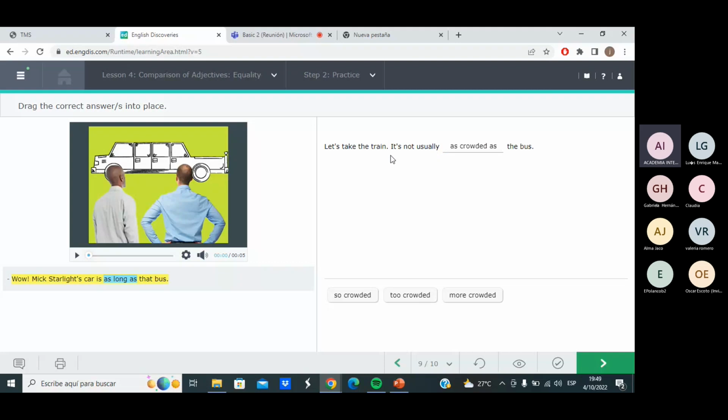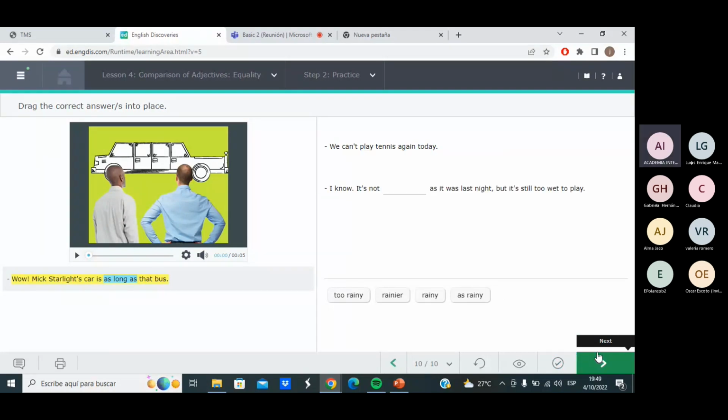Tomemos el tren. It's not usually as crowded as the bus. Usualmente no está tan lleno de gente como el bus. Yeah, that's correct.